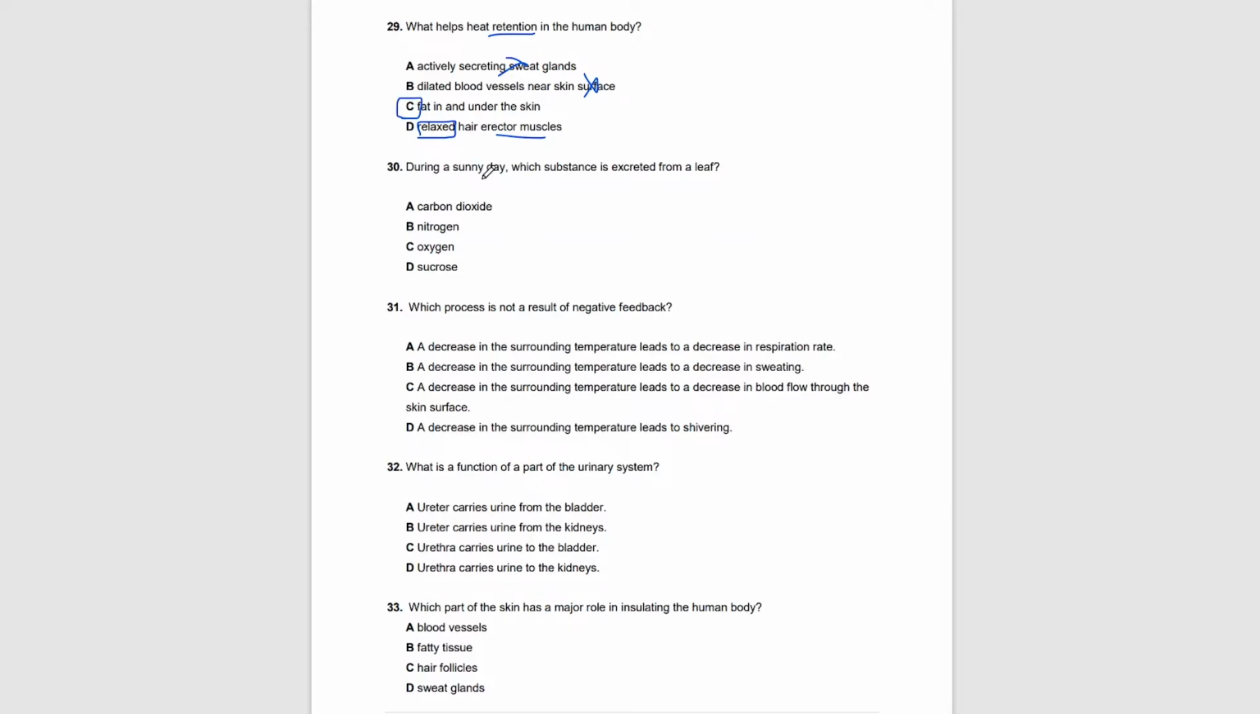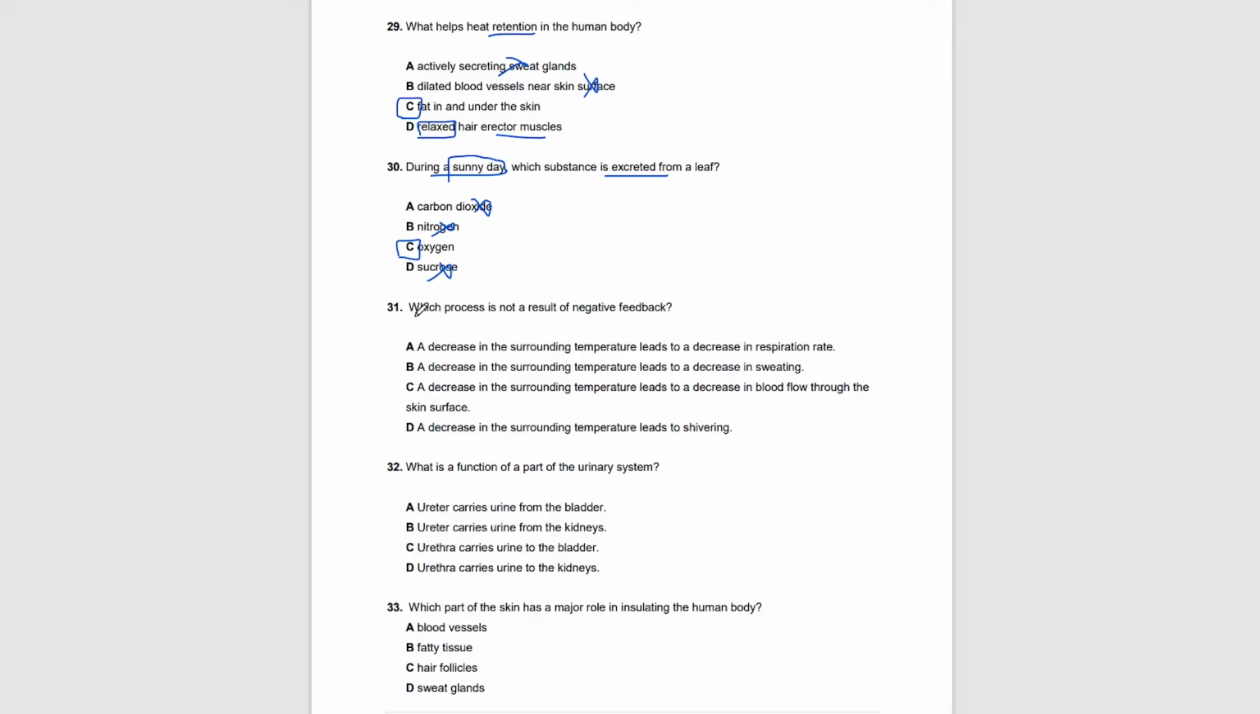Question 30. During a sunny day, which substance is excreted from the leaf? So during a sunny day, the plant should photosynthesize and release oxygen from the leaf, not carbon dioxide, because carbon dioxide is a byproduct of respiration. Nitrogen is never released from a leaf. Sucrose is a byproduct of photosynthesis, but it's not excreted from the leaf. It's transported and stored in the plant. Oxygen is what is released as an excreted product from the plant.